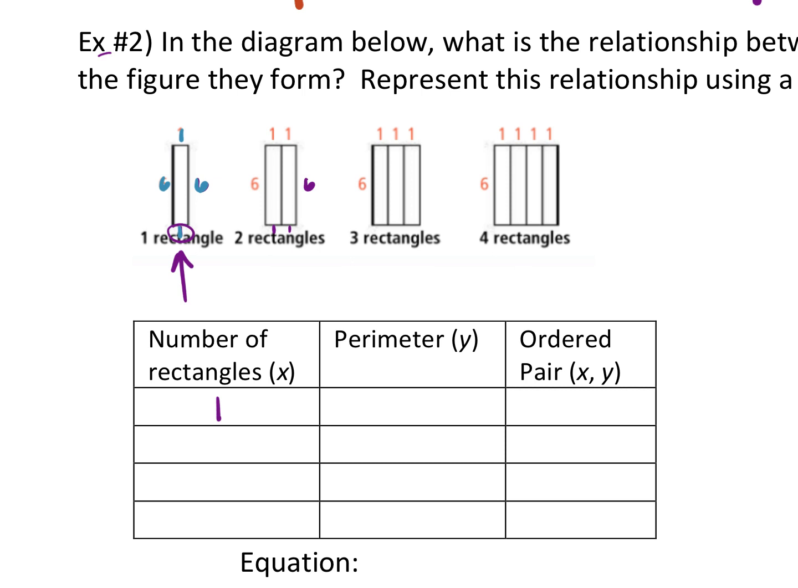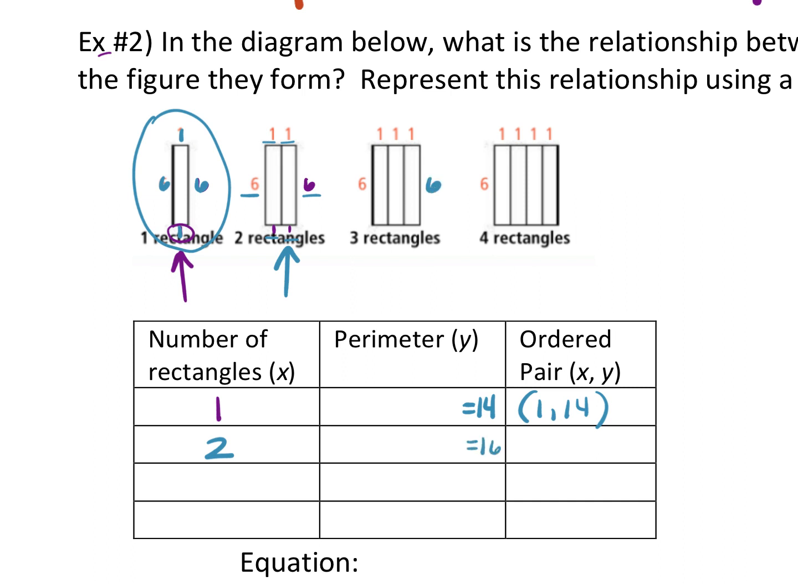Before I move on to anything, let's just do this. What's the perimeter of this rectangle? 14. 1 plus 1 plus 6 plus 6, that's 14, okay? We're going to put other things here, so write this at the very end. So that would get you the point 1, 14. Now look at the second one. There are 2 rectangles there. If I add that all up, 6 plus 6 is 12, 13, 14, 15, 16.